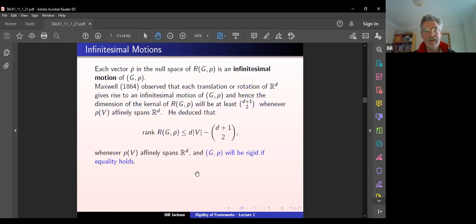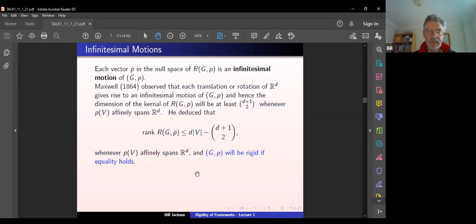So using the rank nullity formula, it tells us that the rank of the rigidity matrix will be at most the number of columns minus this lower bound on the dimension of the kernel. And it tells us more than that. It tells us that if we actually have equality here, then every infinitesimal motion comes from a rigid motion of d-dimensional Euclidean space. So all of the infinitesimal motions are rigid motions, and it tells us that the framework will be rigid.